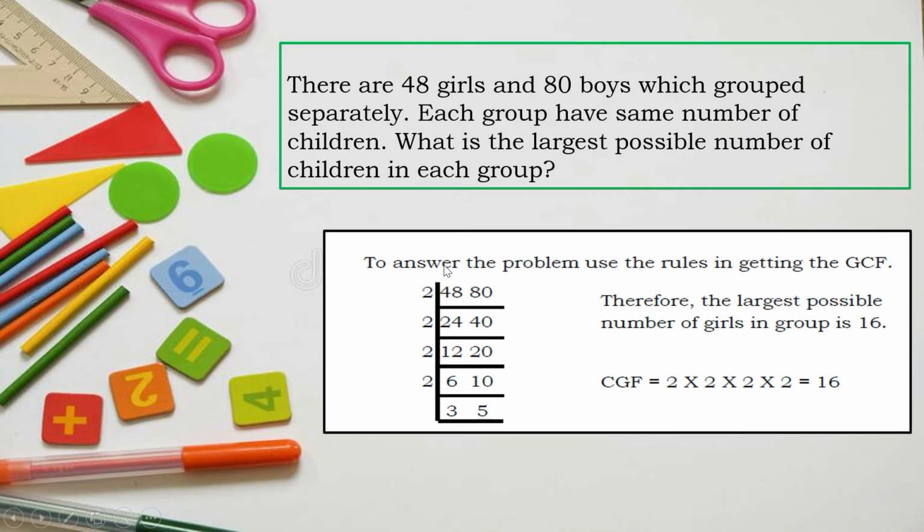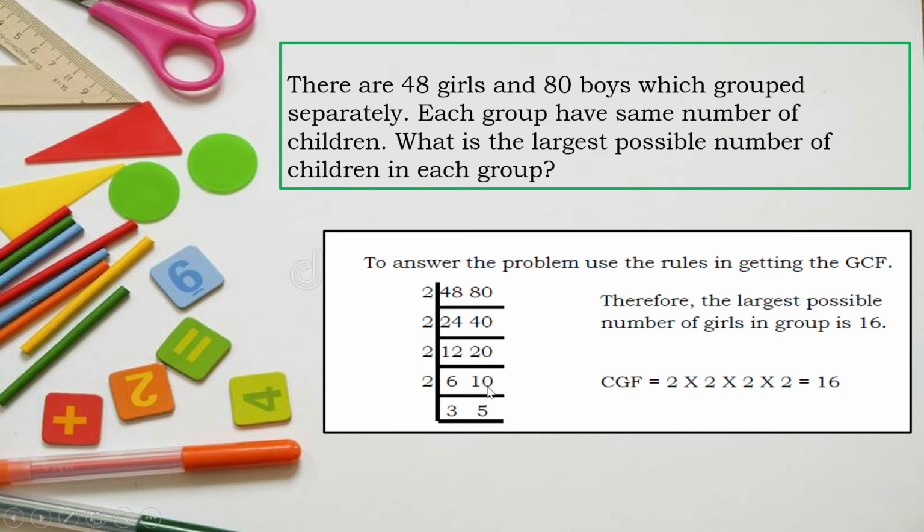So, again, use the vertical and horizontal line, 48 and 80. As you can see, we use 2 again because they are both divisible by 2, to make the division easy. So, 48 divided by 2 is 24. 80 divided by 2 is 40. Next, 24 divided by 2 is 12. 40 divided by 2 is 20. 12 divided by 2 is 6. 20 divided by 2 is 10.